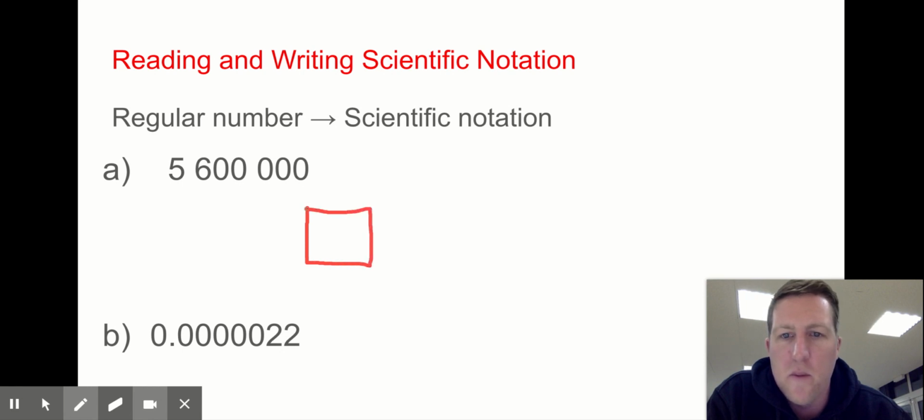So remember, there's a box here, and then we have times 10 to the power of something. We'll leave this blank right now, okay? Maybe I'll just put a big circle here. We're going to fill it in with a number.